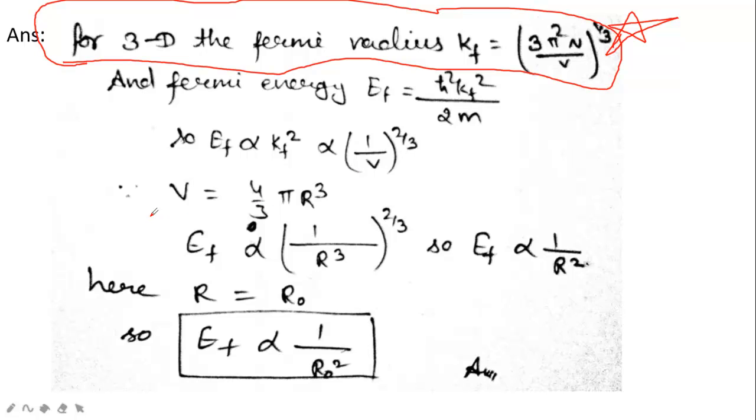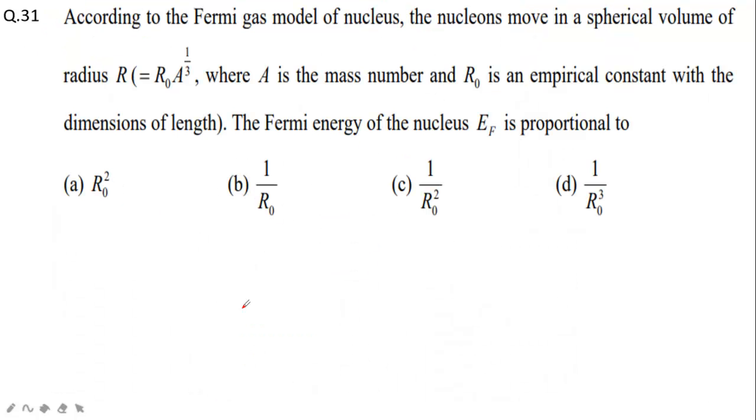So what is V? V is the volume. The volume of a sphere is 4 by 3 pi r cube. So this is also proportional to 1 over r cube raised to the power 2 by 3. So basically this 3 will cancel out this 3 and we are getting E_F proportional to 1 over r square. Now we have been given r equals r_0 A raised to the power 1 by 3. So we are getting directly E_F proportional to 1 upon r_0 square. So the correct option is option number C.